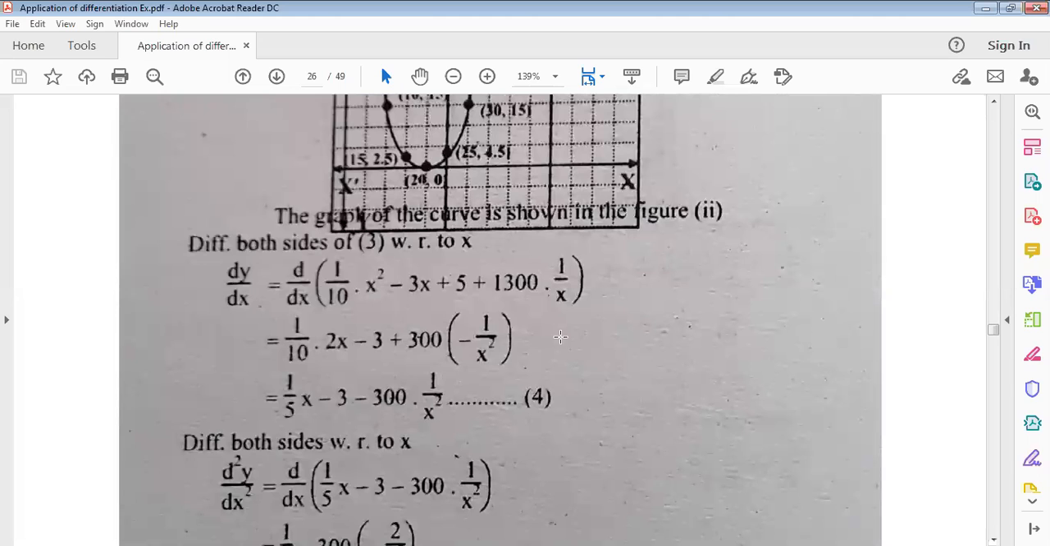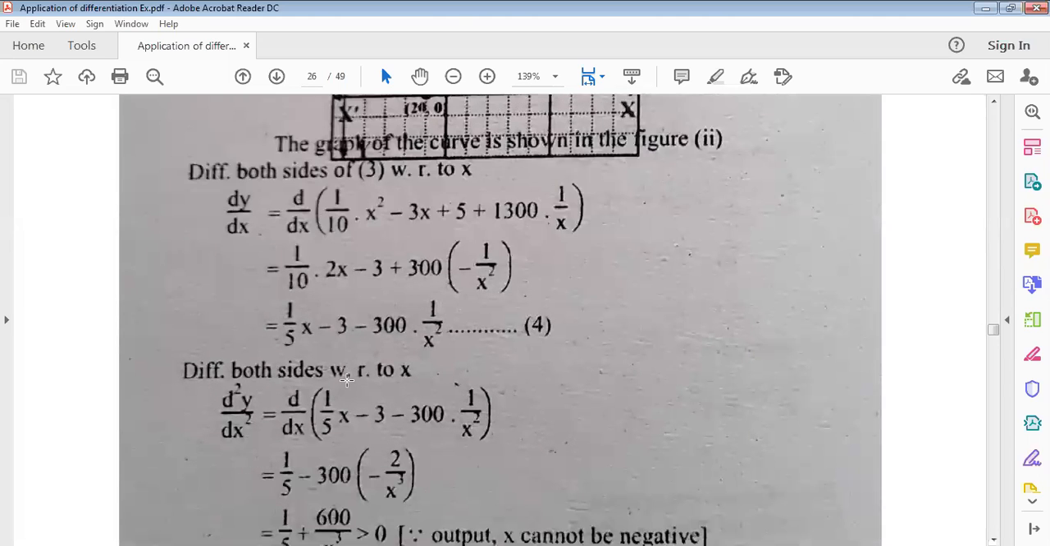and 1 by x differentiation, what? Minus 1 by x square. Differentiation of 1 by x formula, what? Minus 1 by x square. This is why we get this one after the first differentiation.